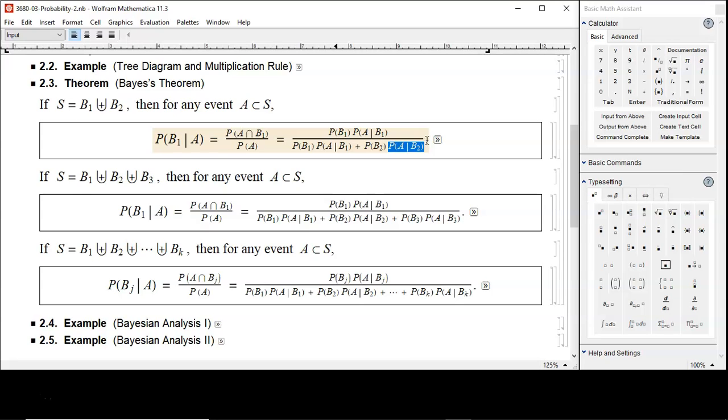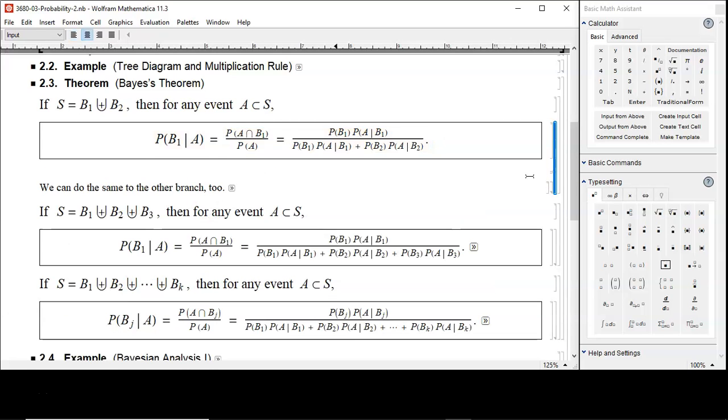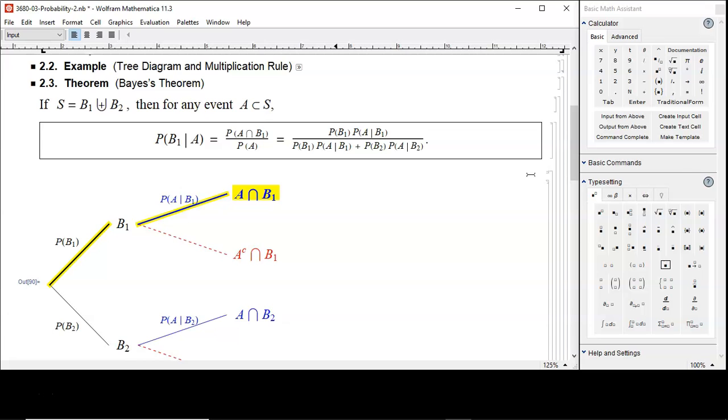But then again, what if I want to switch those two? A already took place, and what if it came from B1, basically going back in time? So if I switch the condition, in that case we end up with this formula there. That's Bayes' theorem. And the proof is, as a matter of fact, kind of like this.